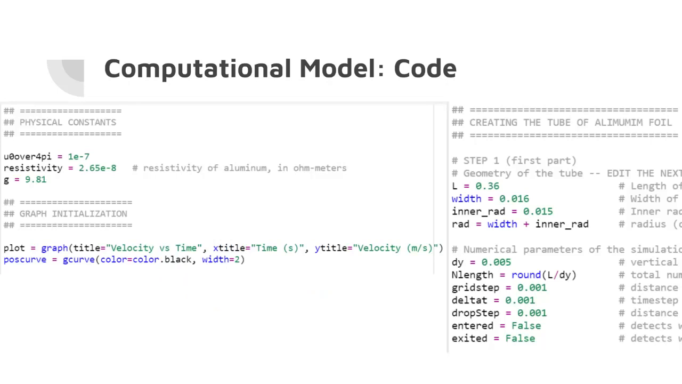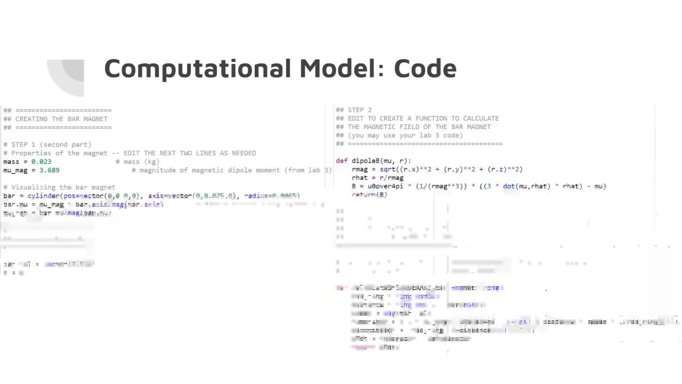And so for our computational model code, we have all of our physical constants and initializing a graph with velocity over time. And then creating the tube of aluminum foil, I just put in my length and width measurements from my actual tube of aluminum foil. And then we have numerical parameters that are pretty much initializing conditions for our actual simulation.